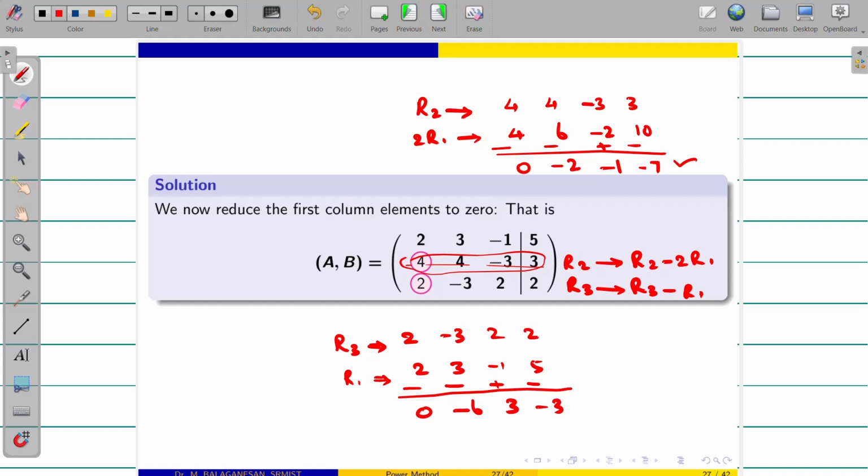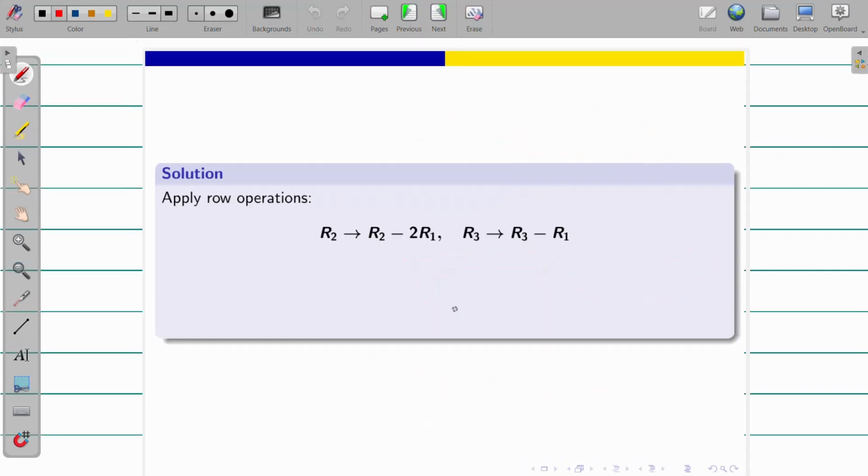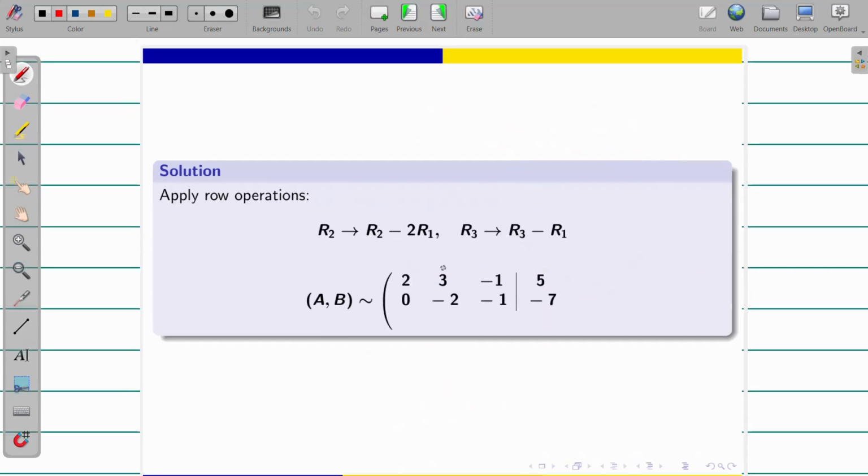I hope you have understood now. So my R3 is going to be replaced by this row. Look at that, this is the explanation. I replaced R2 by this and R3 by this. That's it. So we reduced these two positions to 0. Now our aim is to move to the second step.